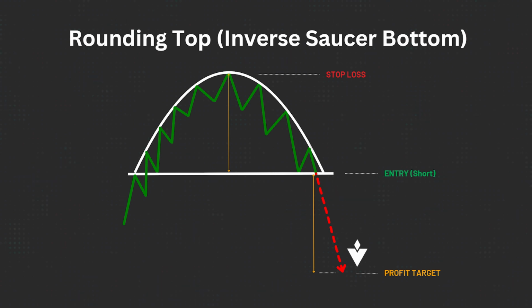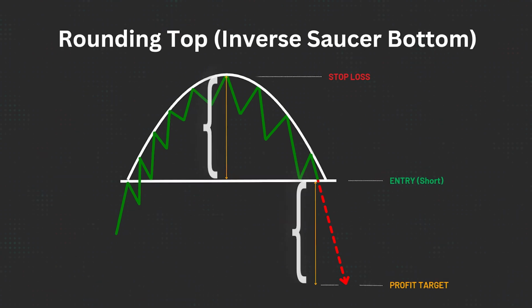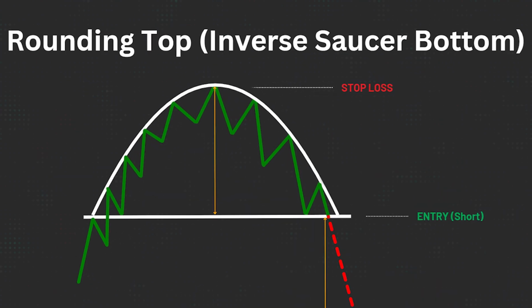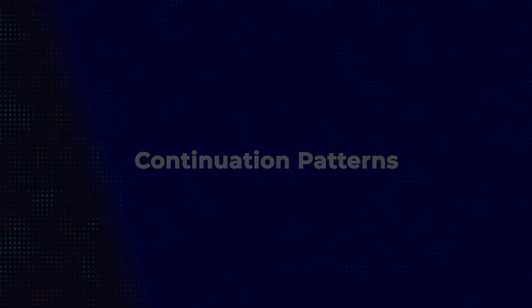Profit taking is typically targeted at a distance equal to the height of the rounding top. For managing risk, the optimal stop loss would be placed just above the highest point of the rounding top. A more conservative stop loss can be placed above the recent top or if the price breaks above the curving trend line. Now we'll move on to continuation patterns.